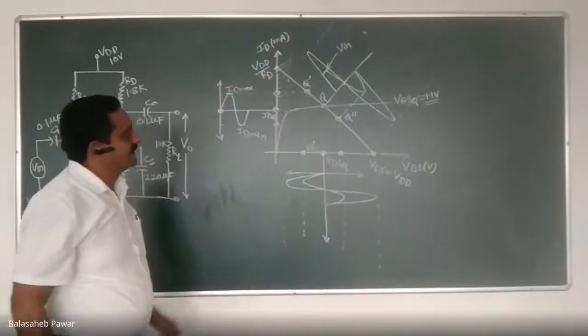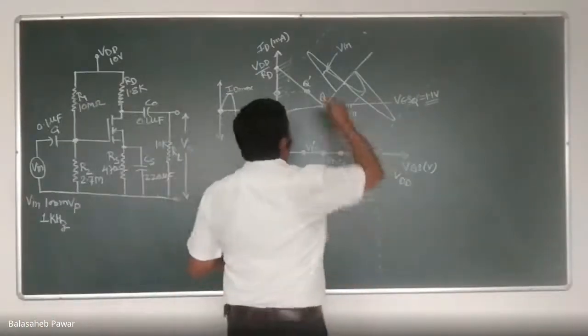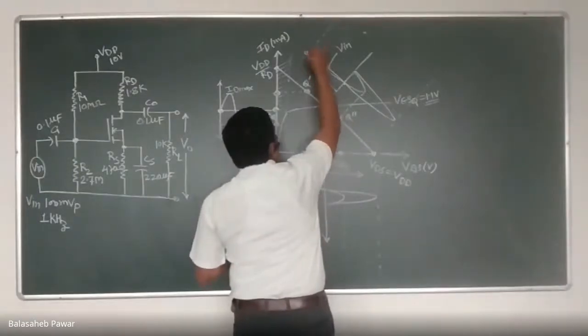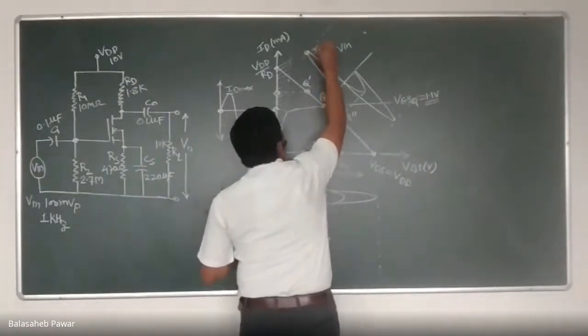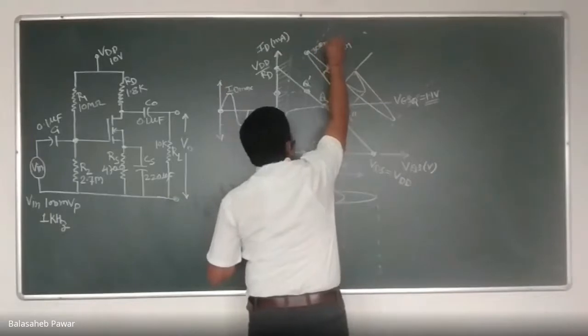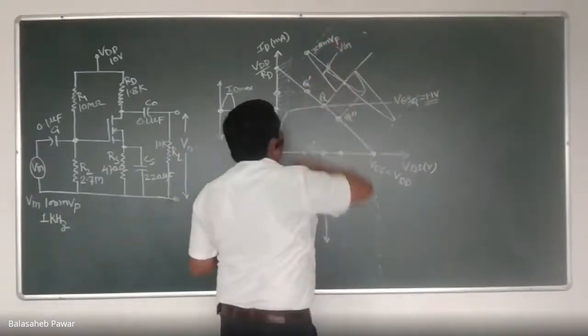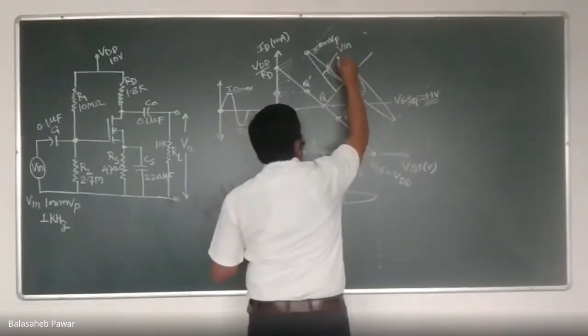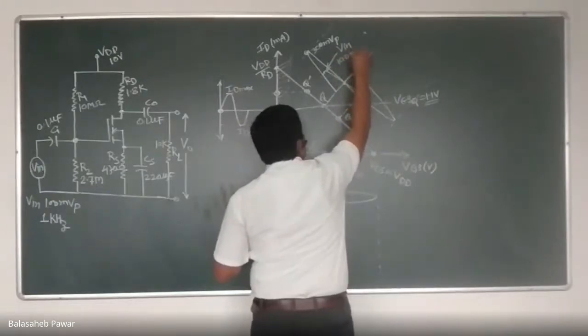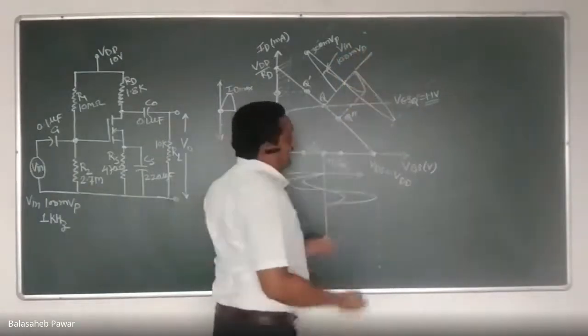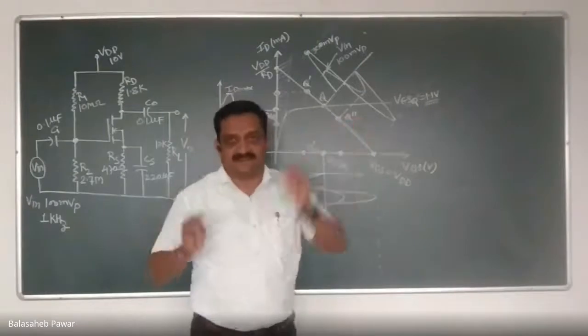Agree? Suppose this is, we can say, a 300 millivolt peak. Just an example. My previous first waveform was 100 millivolt peak. Now what I have done is I increased it to 300 millivolt peak.